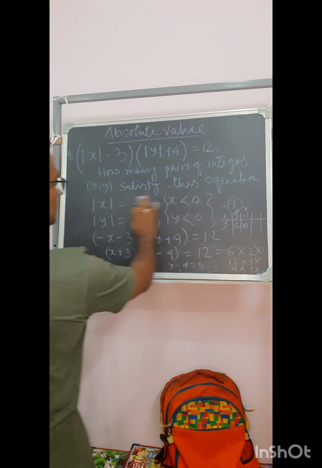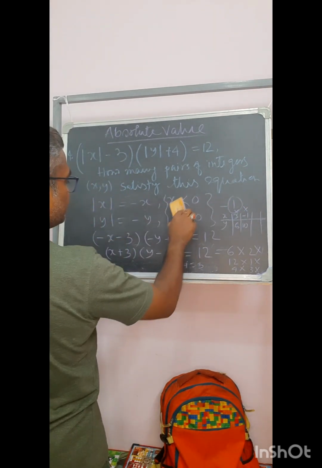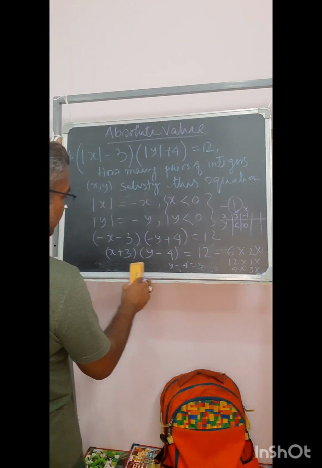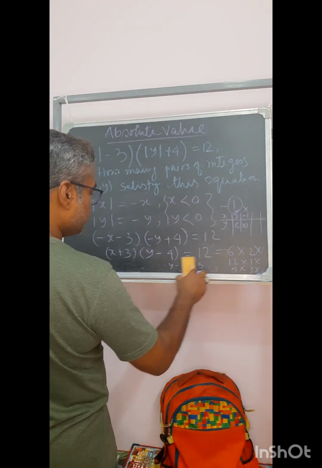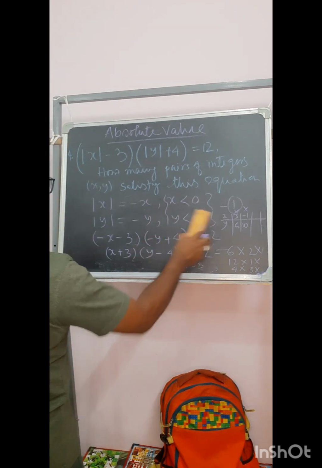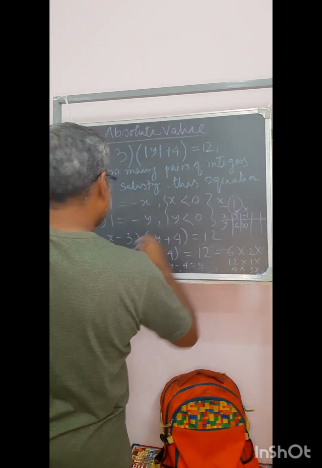So the first trial is finished. For x less than 0 and y less than 0, this combination, whatever value I am getting to make the factorized, it is not satisfying the condition. So this condition is not possible for this equation, so this I can eliminate.